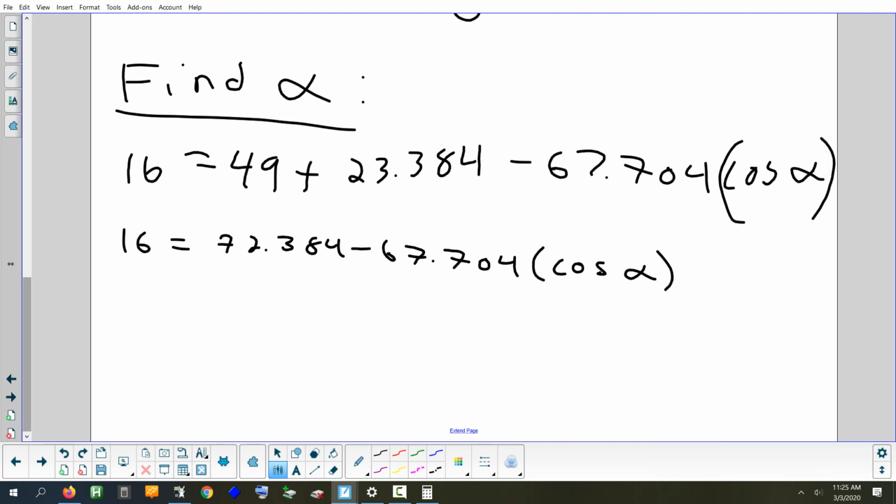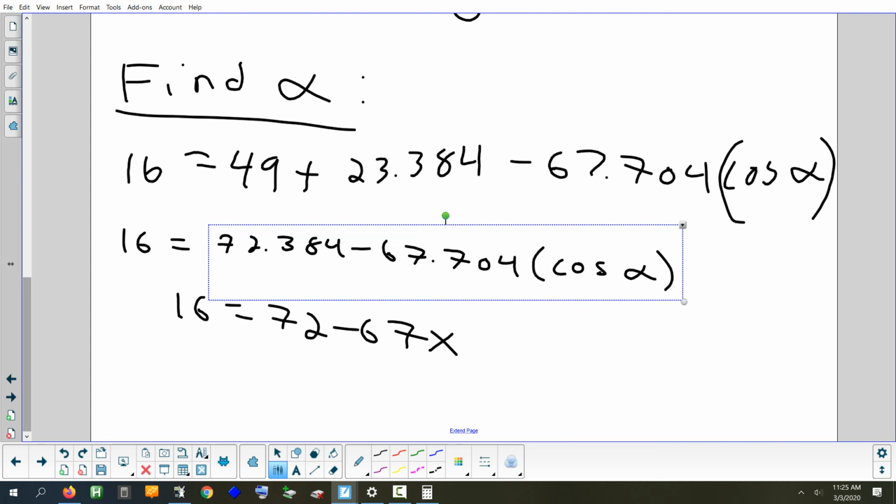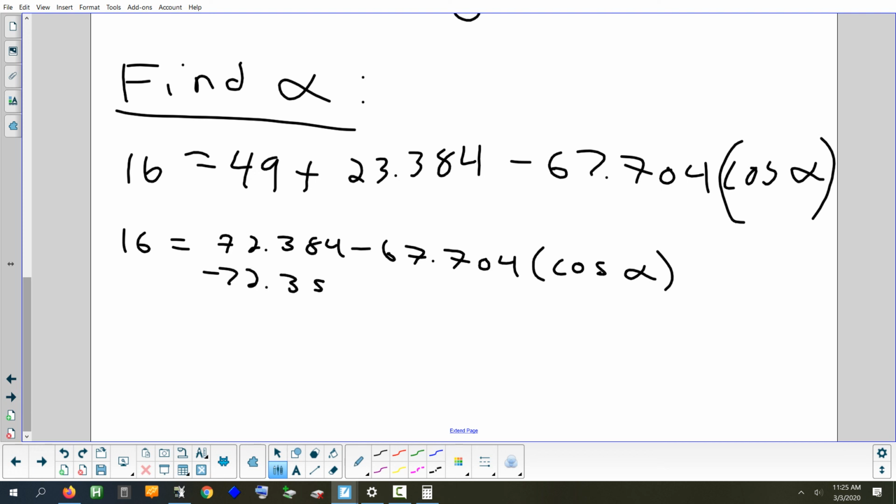What would I do next? Subtract what from what? 72 Yeah, you can't do 72 minus 67. If you're thinking you can do 72 minus 67, this equation is like this. The 67 is multiplied by something you don't know. So 72 and 67 are not like terms. So the next step is to bring the 72 to the other side. So minus 72. Minus 72.